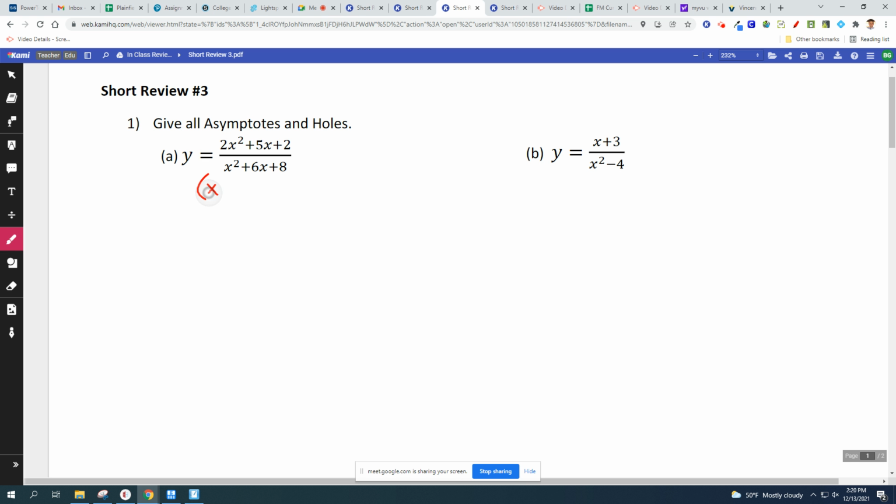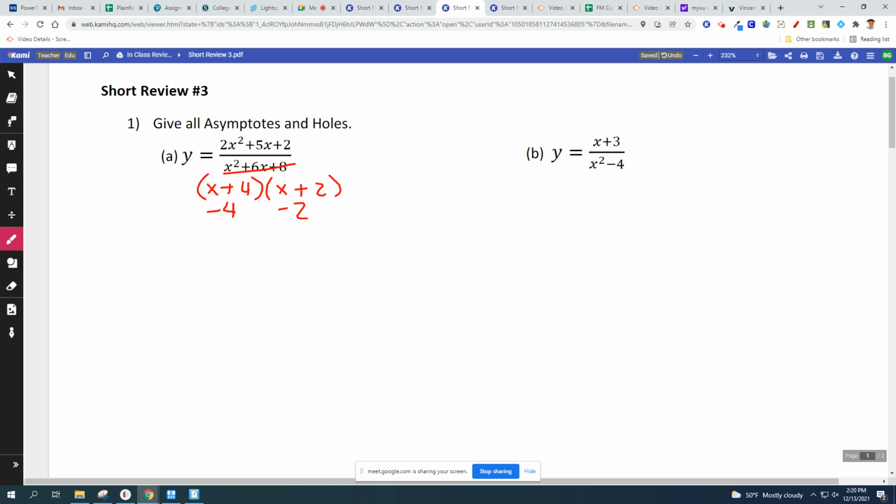And generally you want to factor this out. X squared plus 6x plus 8 factors into x plus 4 and x plus 2. And why that's important is because you can see that negative 4 or negative 2 are going to give you 0 on the bottom of a fraction, and that's definitely bad news. But something weird happens when the thing cancels out.